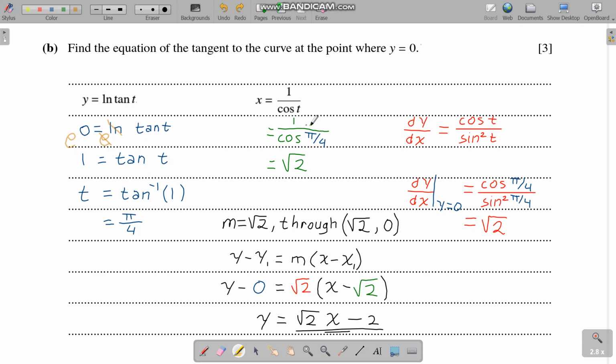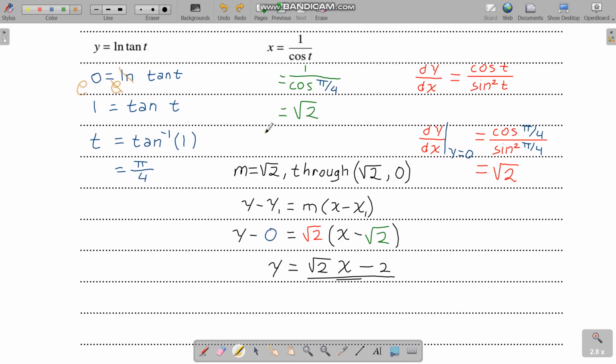We can find the x value. We replace the t with pi over 4. We get the x value. So now we have the coordinates of the point on the line, which is root 2, comma 0. The y is 0. So root 2, 0. And to find the gradient, we use the dy/dx. This is the dy/dx from the previous part. We replace the t with pi over 4, and then use a calculator. We get root 2. So this is the dy/dx when the y equals 0 and the t equals pi over 4. So now we have the gradient and the point on the line.